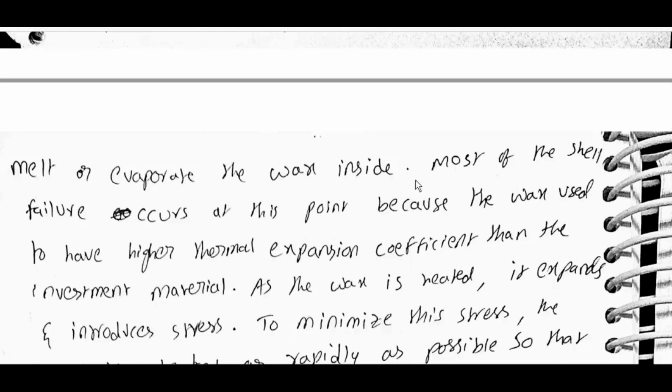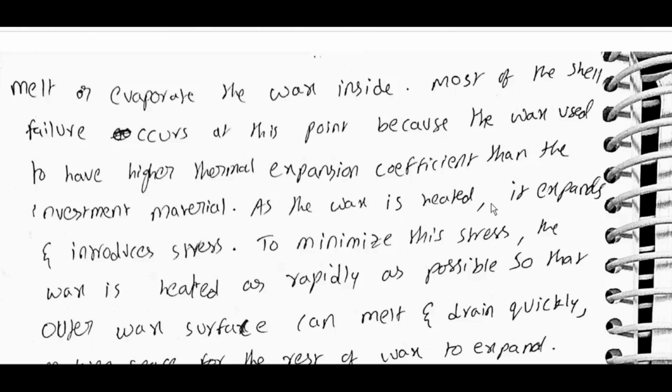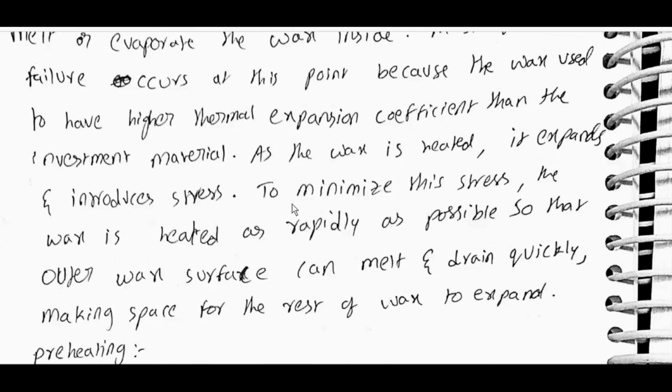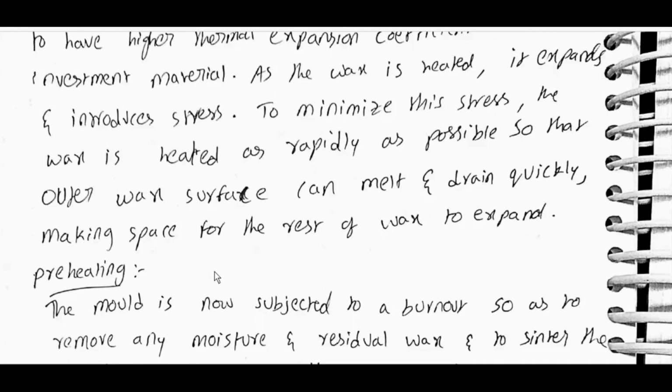Dewaxing: once the ceramic mold has fully cured, the clusters are placed in a furnace so as to melt or evaporate the wax inside. Most of the shell failure occurs at this point because the wax used has a higher thermal expansion coefficient than the investment material. So as the wax is heated, it expands and introduces stresses. To minimize this stress, the wax is heated as rapidly as possible so that the outer wax material can melt and drain quickly, making space for the rest of the wax to expand.